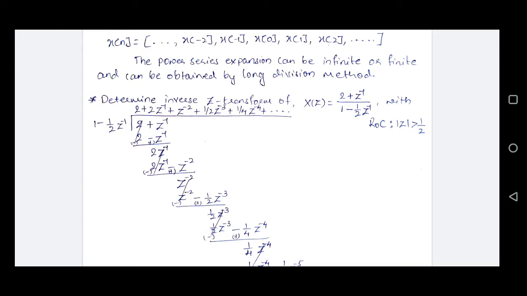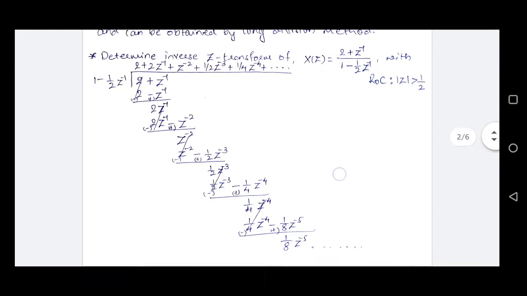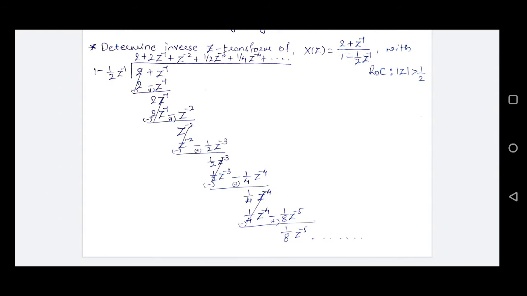We'll consider an example to understand this power series expansion method, and the statement is: determine inverse Z transform of the Z transform x of z equals 2 plus Z inverse divided by 1 minus half Z inverse, with region of convergence mod of Z greater than half. So we'll start the long division method. We'll write 2 plus Z inverse and we'll divide it by 1 minus half Z inverse.